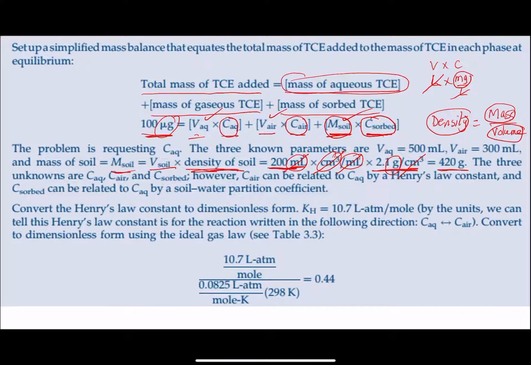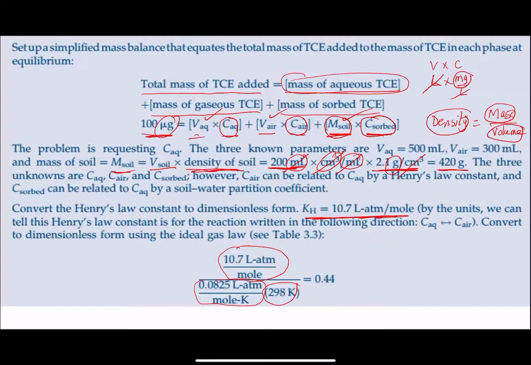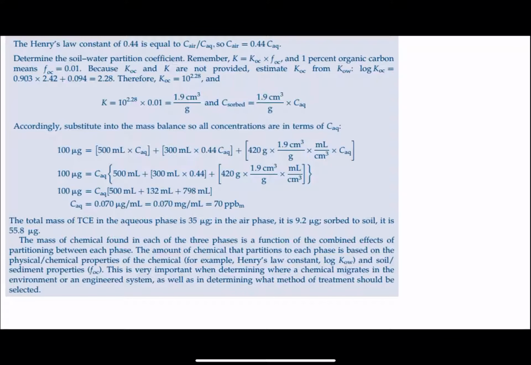Now, remember he gave you the KH, Henry constant for TCE, 10.7 liter atmospheric per mole, from the table that we just mentioned before for Henry law constant. If you divide this 10.7 liter atmospheric per mole by R times the temperature in Kelvin, he gave you 25 Celsius, you add 273 to make it Kelvin, this would give you 0.44. This is dimensionless KH. So we found KH 0.44.